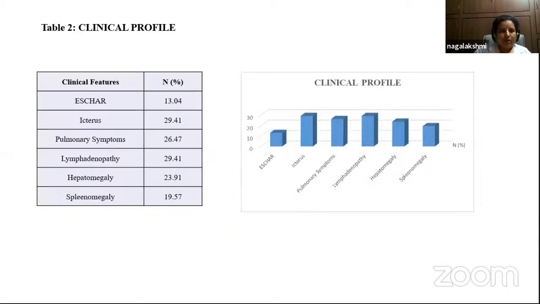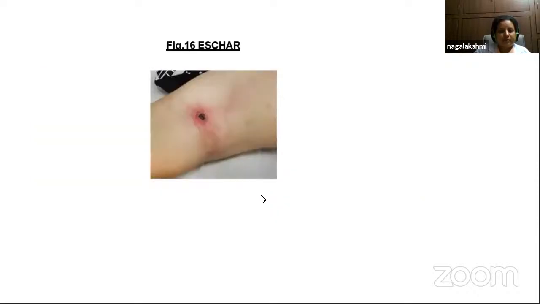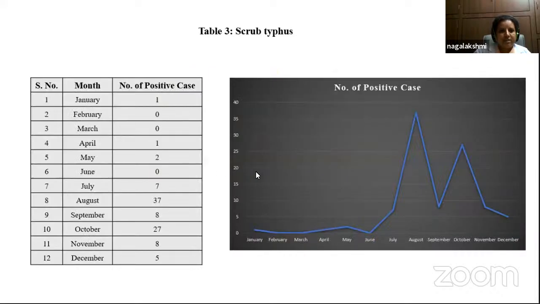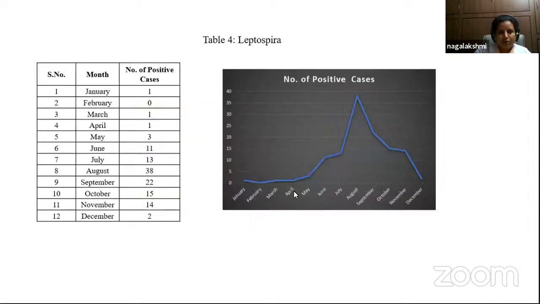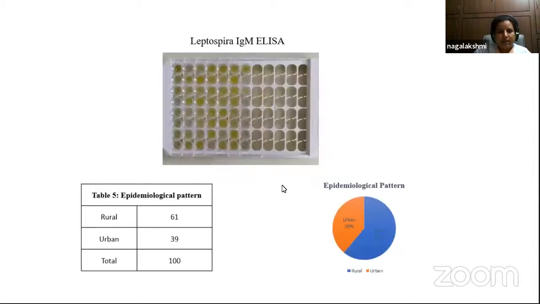The clinical profile showed clinical features with icterus of 29%, lymphadenopathy of 29%, pulmonary symptoms of 26%, hepatomegaly 23%, splenomegaly 19%, and eschar 13%. And this is eschar. The scrub typhus positive cases were most commonly seen in the months of July, August, and October, November, mostly in the rainy seasons. And for scrub typhus, this is the microbial titer. Leptospira positive cases were seen in the months of July, August, September, and October, mostly in the rainy season. This is a leptospira IgM ELISA kit, with most cases observed in the rural areas.